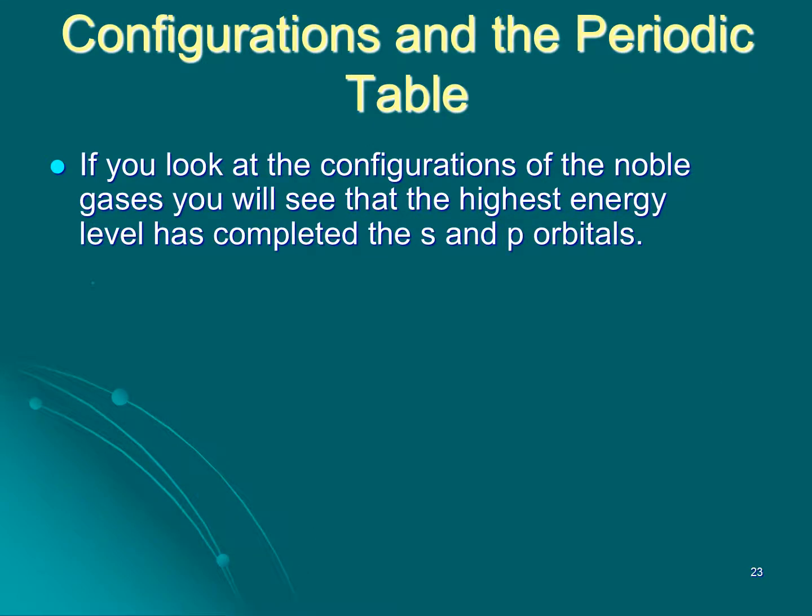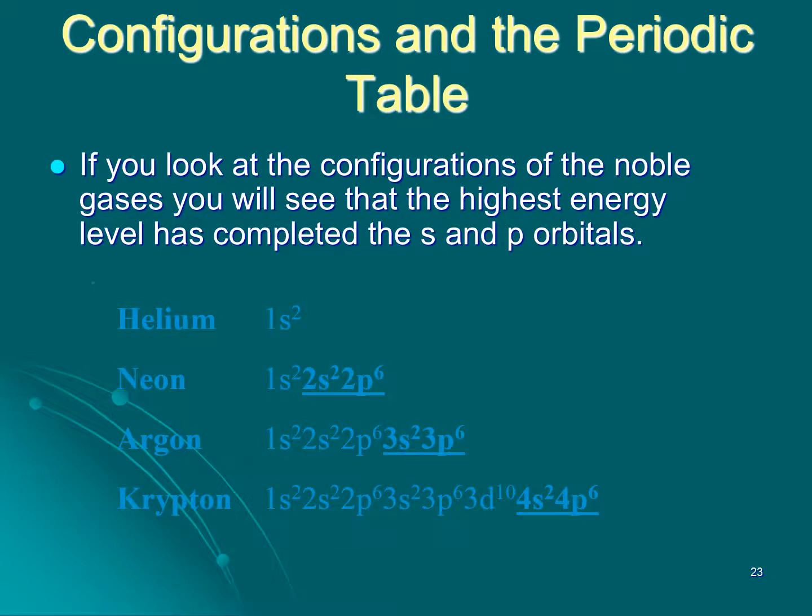All right, so if you look at the configurations of the noble gases, what you'll notice is that they all fill up the highest energy level s and p subshells. Helium ends with 1s2, and that's its highest energy level. Neon fills up 2s2, 2p6. Argon, 3s2, 3p6. Never mind the d's, but the p's and the s's are filled up. And then krypton fills up its highest energy level, the 4s2 and the 4p6.